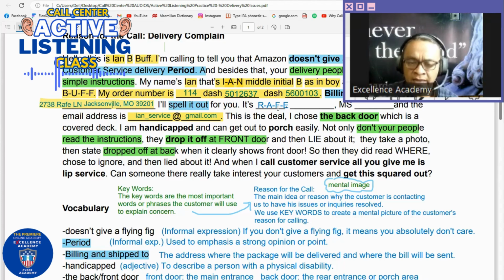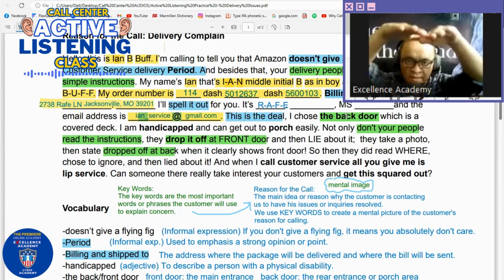It's RAFE. Okay, and the email address is Ian_, remember this line is called underscore, at gmail.com. Okay, so now he says, okay, so this is the deal, or this is the problem. This is the situation.